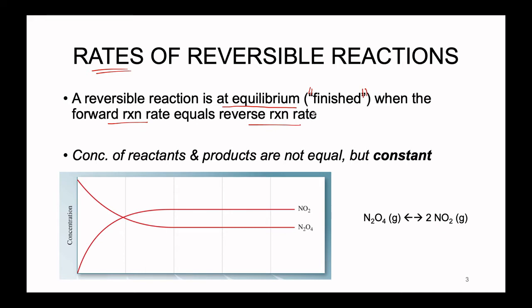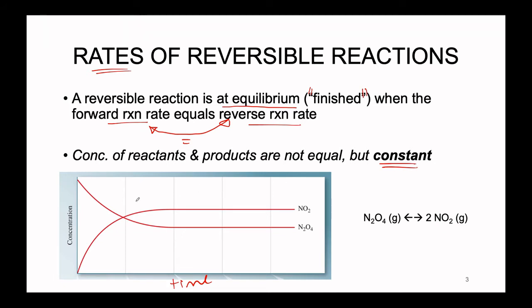And there's one big clue as to when this happens and what it looks like in terms of concentration versus, on this x-axis here, we're going to have time. So when these two rates are equal, when forward rate is equal to reverse rate, the concentration of the reactants and products are going to be constant. We will see no more change in the concentration of reactant and product.